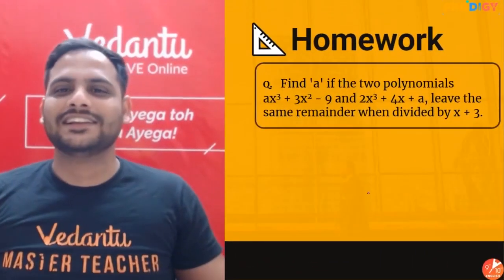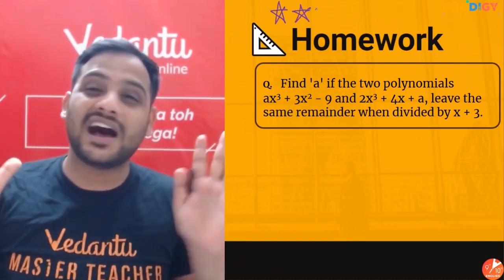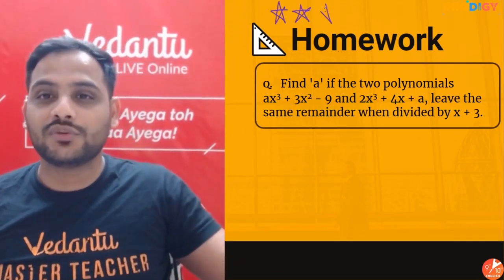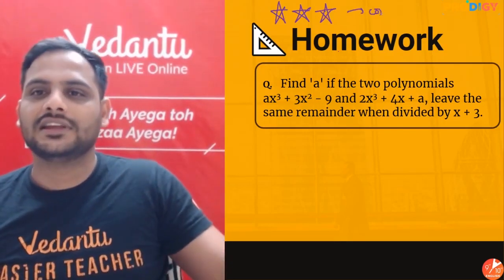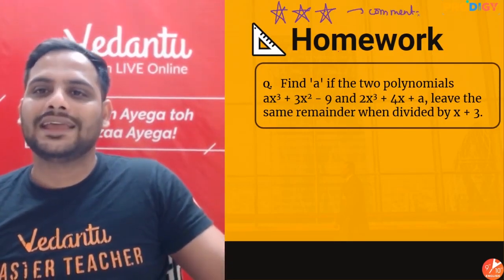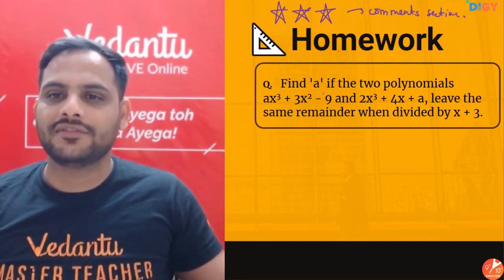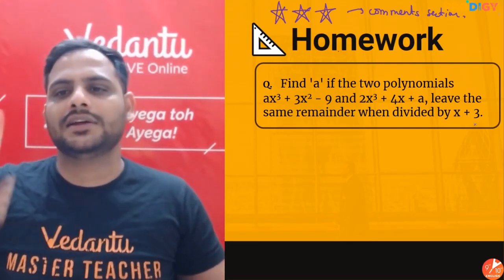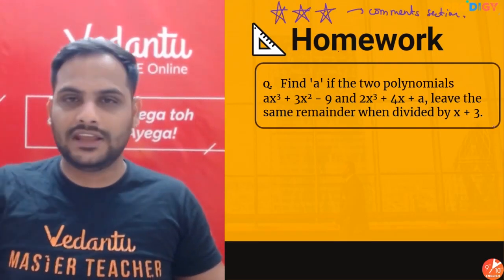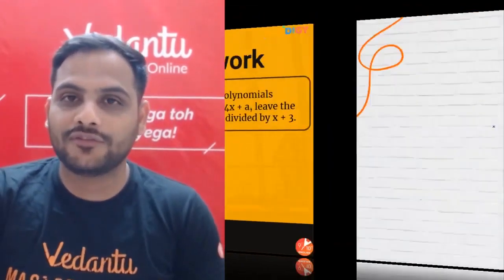Also, this is your homework question guys, and as you all know, this is a star homework question. Those students who give the correct answer for this in the comment section, I'll show their name in the next class. So what it is: find a if the two polynomials, this and this, leave the same remainder when divided by x plus 3. Think about it. Let me know what the correct value of a is.